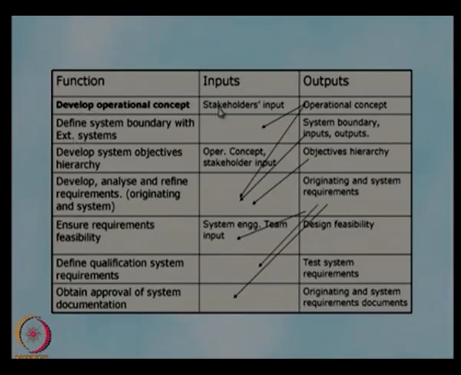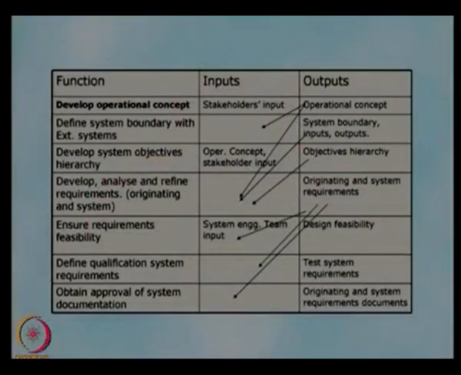And once we have this, we use the operational concept as an input and define the system boundary with external systems. Since every system is interacting with external systems, we need to identify what our focus is, which one we are trying to focus on. That becomes our main focus and our system of interest, and everything which is interacting with the system we define as external systems. This will help us mark a boundary within which we need to design the system.